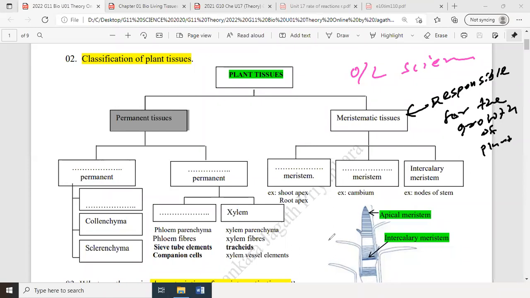Therefore, meristematic tissues are very important, because first they should grow. After that only you can get timber or anything, right? We are going to discuss meristematic tissues number one first. After that I'll go to permanent. So this is the entire summary.